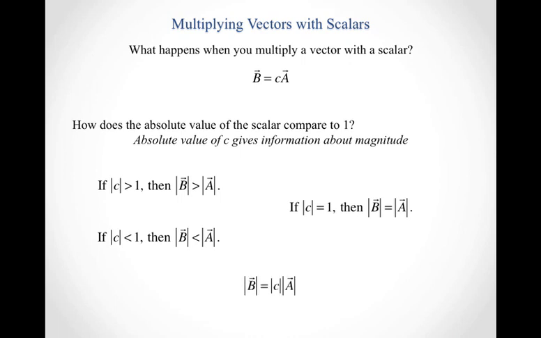One way that I can summarize this is to say that the magnitude of vector B at the end of the day is simply going to be the absolute value of my scalar times the magnitude of vector A. So when I think about multiplying a vector by a scalar and how my new vector compares to the original vector, the sign of c will tell me about direction. Is it in the same direction or in the opposite direction? And the absolute value of c will tell me what's going to happen with the magnitude.